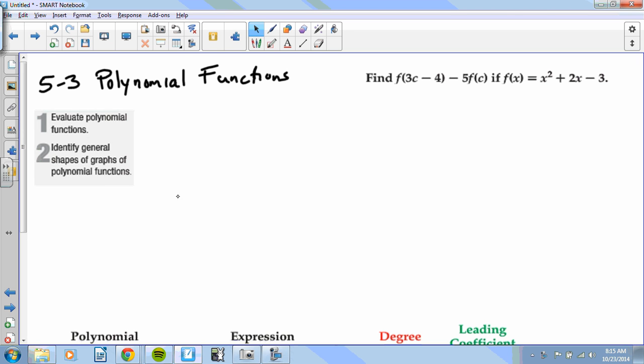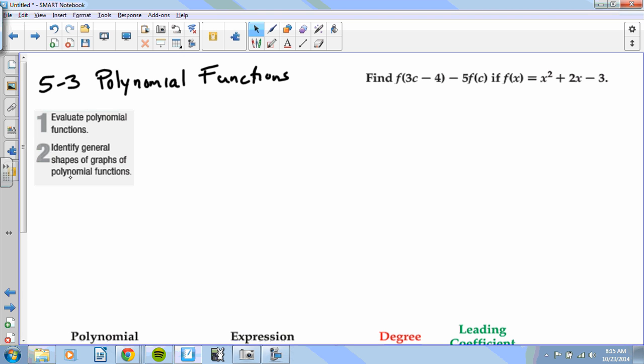So what we're going to look at today is how we evaluate those given a certain situation, and then we're going to identify what happens to them. And the reason we do the identification of the shapes is that it can give us a trend of what's going on and see how polynomials of different degrees behave as they move throughout the coordinate plane. So that's where we're going today.